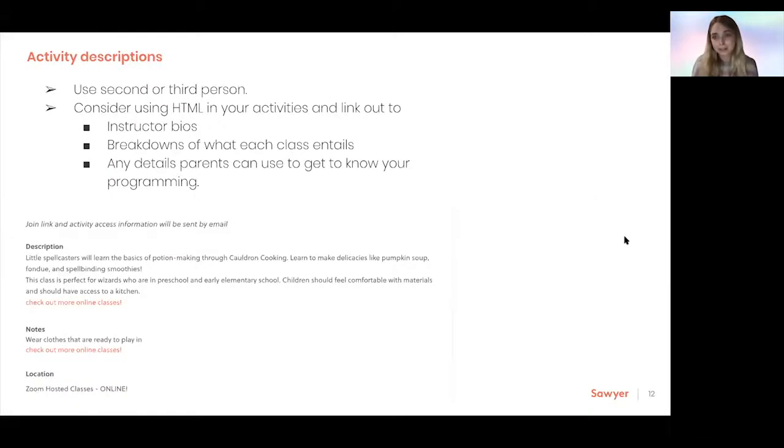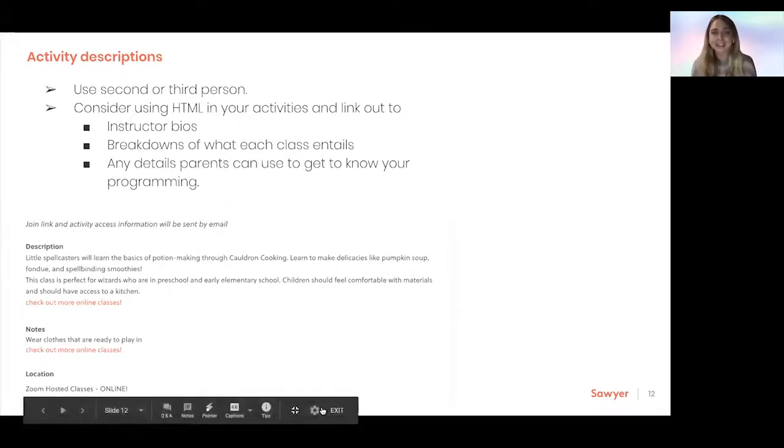So activity descriptions, I think, are your secret weapon, especially for online classes and getting parents to book. I've had a few providers reach out to me about what sort of voice to write in: should I write in first person, second person, or third person? I'd always suggest second or third, and I'd suggest adding the most detail you can without writing a novel.